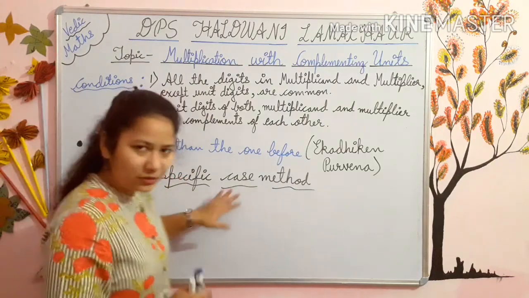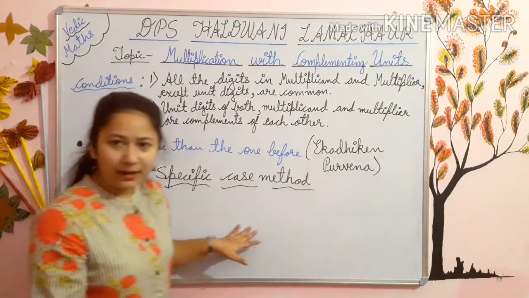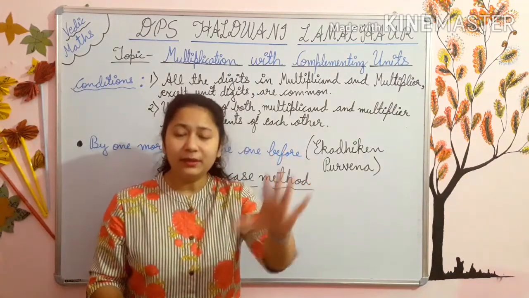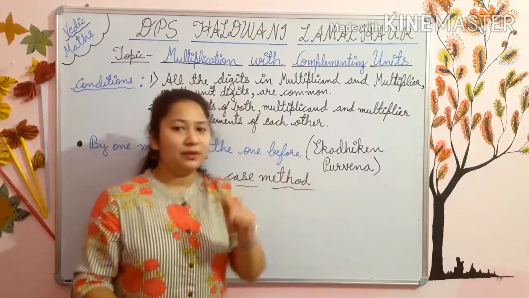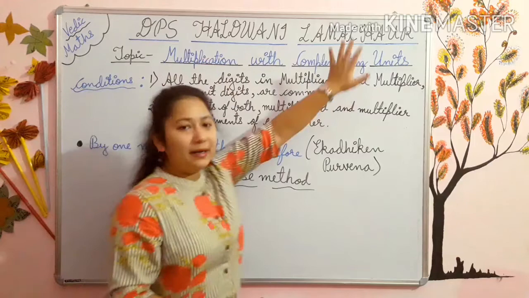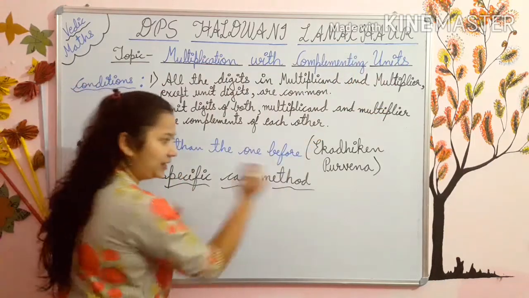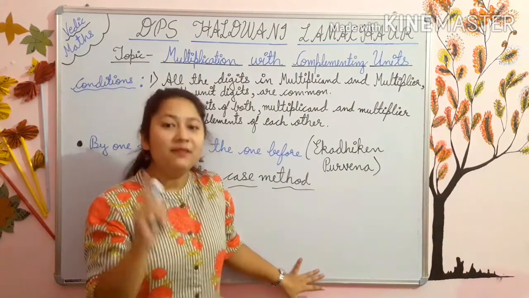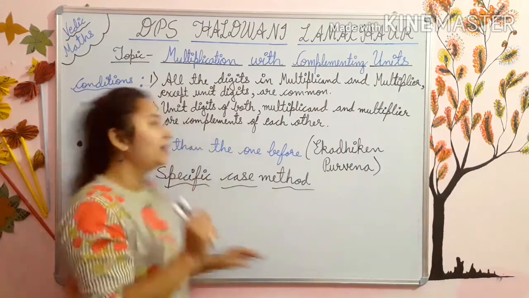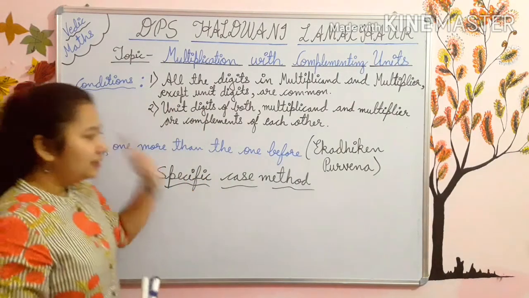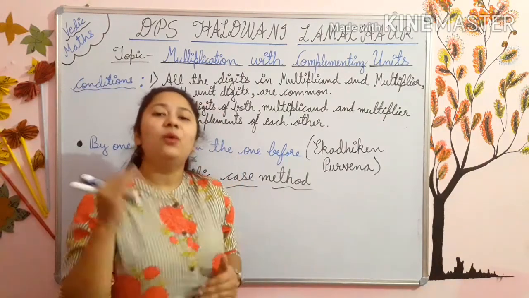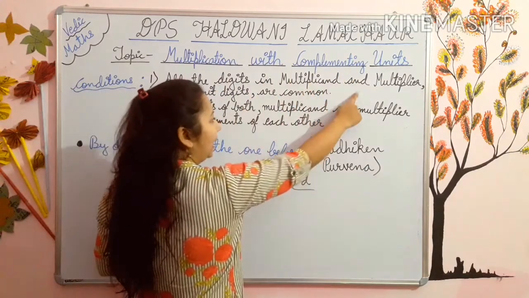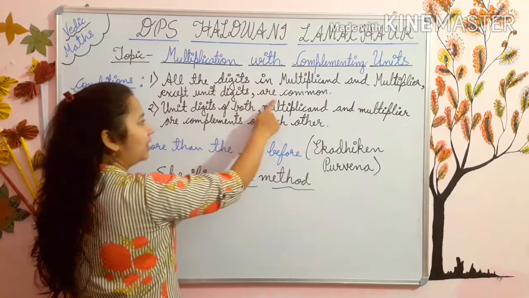Yes students, in this topic you will learn how to multiply any 2-digit, 3-digit, 4-digit or 5-digit number in some seconds. Multiplication with complementing units is your topic. This is a specific case method, but students, this method is only applicable when certain conditions are met. This method will only apply when all the digits in the multiplicand and multiplier except the unit digits are common.